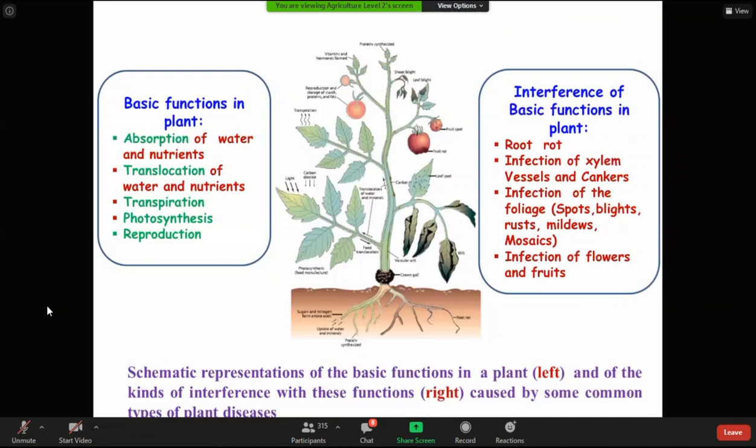And all these basic functions are basically interfered with by the infection of the plants. For example, some pathogens survive in the soil and they infect the root and the roots become rotten.